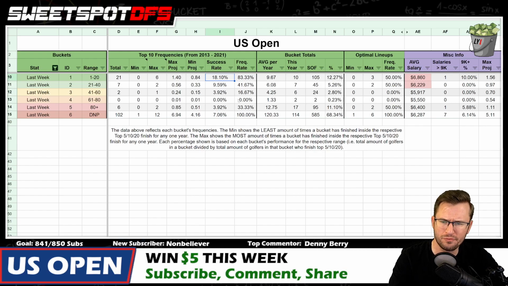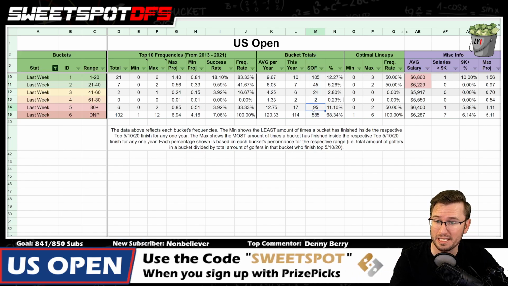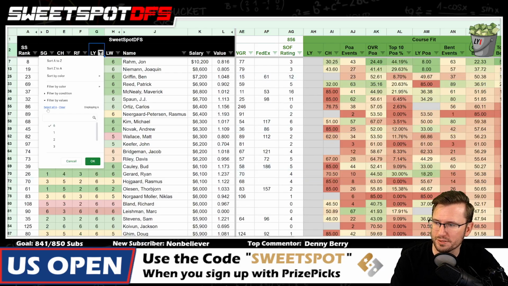The only downfall this year, and I can't really see what it's compared to from last year, but there are only 10 golfers in that bucket. It only consists of 12.27% of the strength of field points of the field. So that's not super high. It is the second highest behind those that missed the cut last week, which Rory McIlroy consists of the majority of those points in that bucket. But let's take a look. Let's take a look at last week ones.